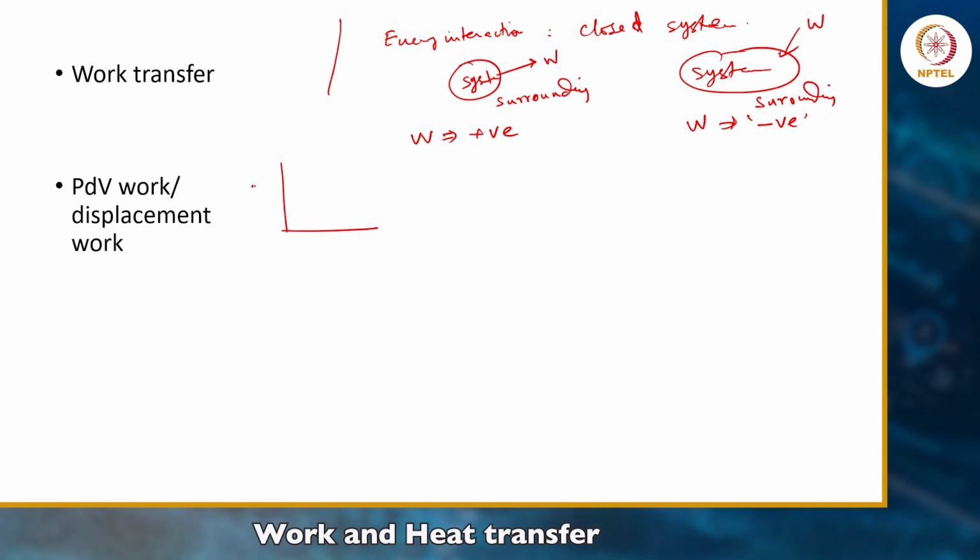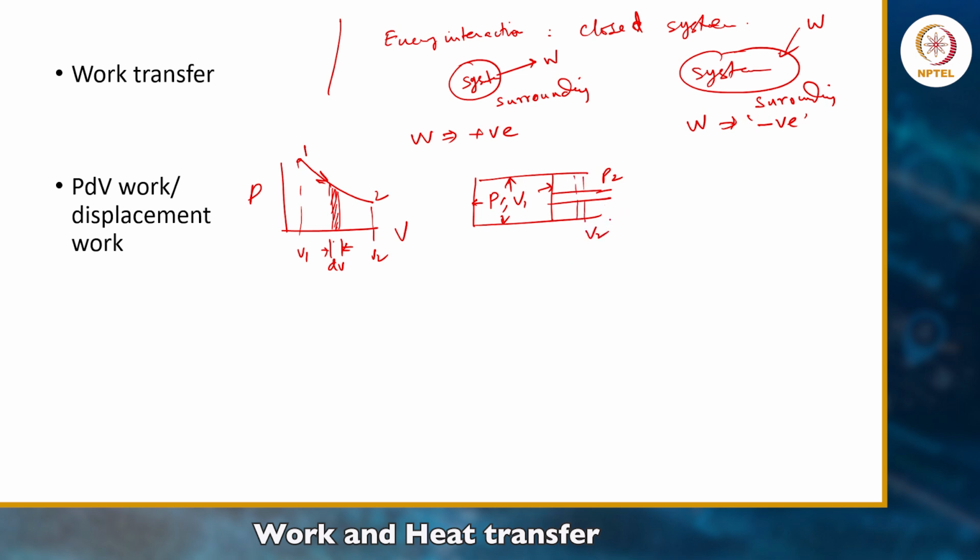First you draw the figure, P versus V, and let's say a process is happening like this, 1 to 2. Take a very small volume change. This is volume V1, this is volume V2, and this is dV. I have a piston cylinder arrangement, and pressure P acts in all directions because of Pascal's law. P1 and V1 are here, P2 and V2 are here. This is piston position 1, and this is position 2.